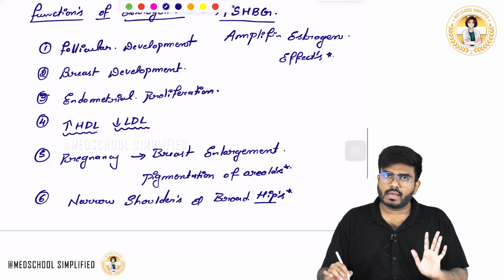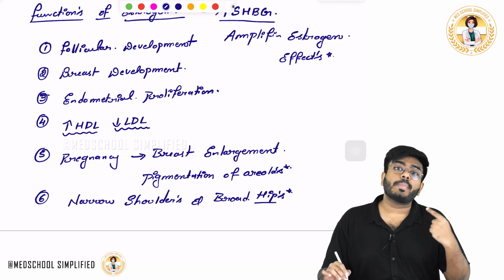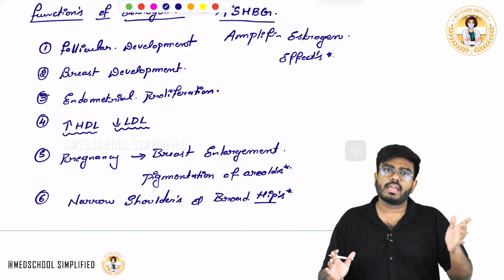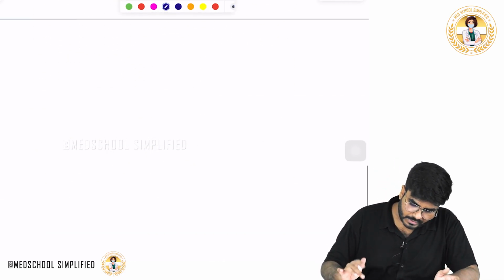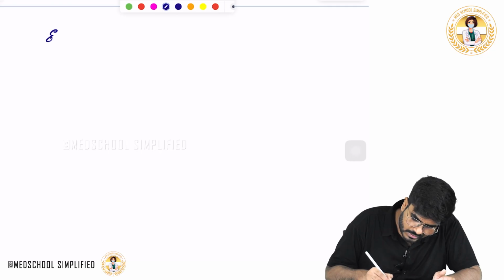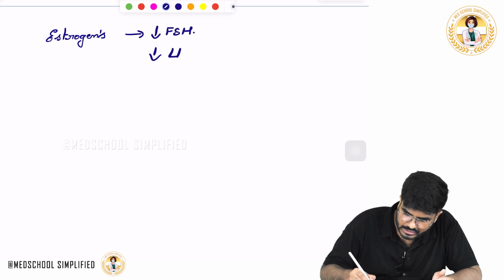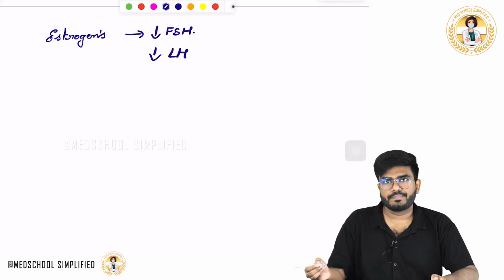Next, what are estrogens doing? I have said estrogens will give negative feedback to the pituitary. Once you have enough amount of estrogens, it will give negative feedback to FSH and LH. So estrogens decrease FSH secretion as well as LH secretion. It gives the negative feedback.